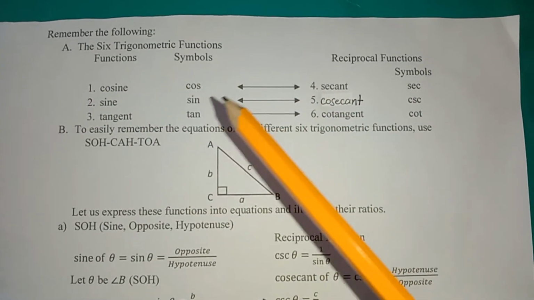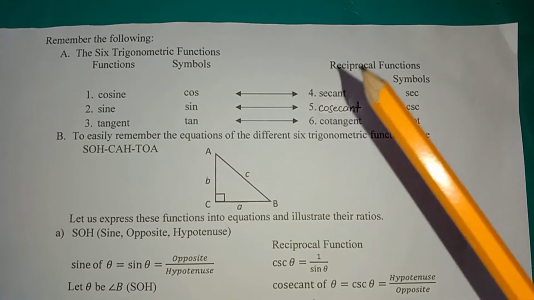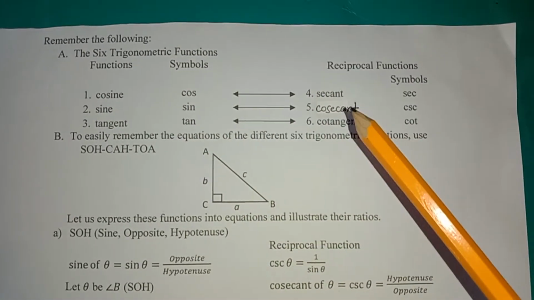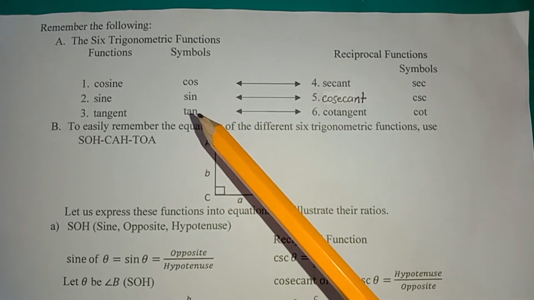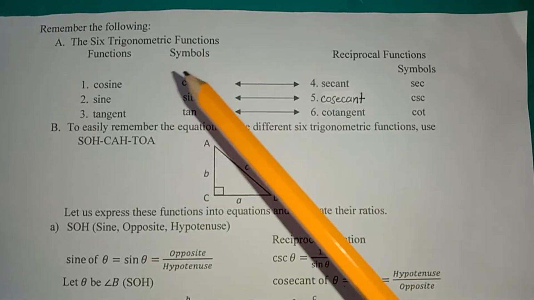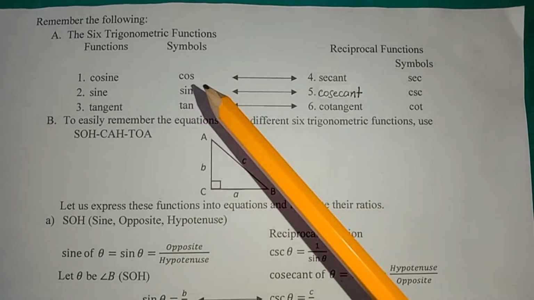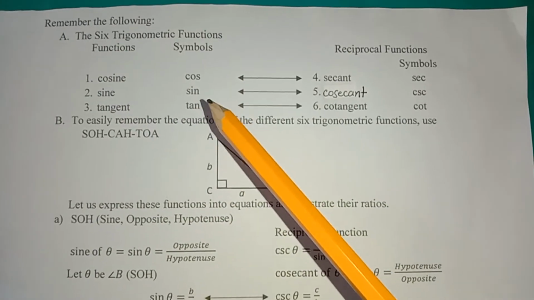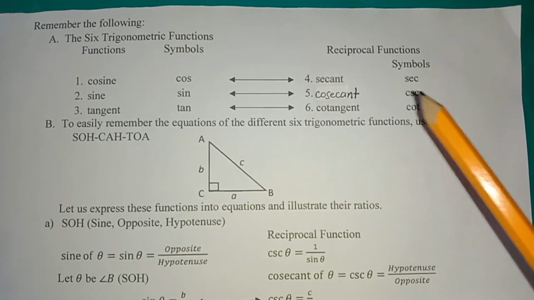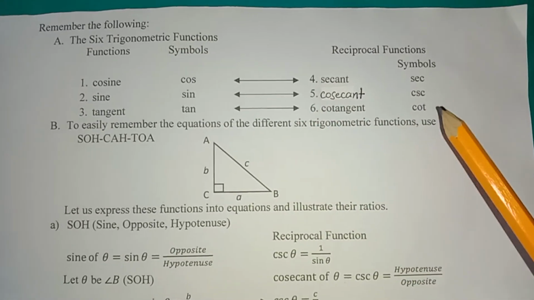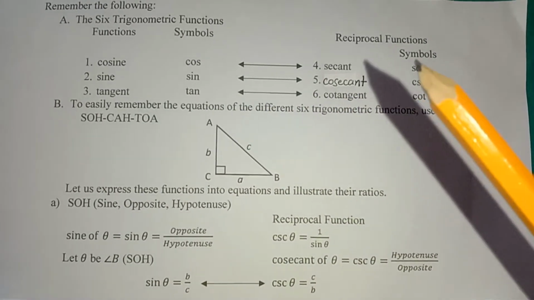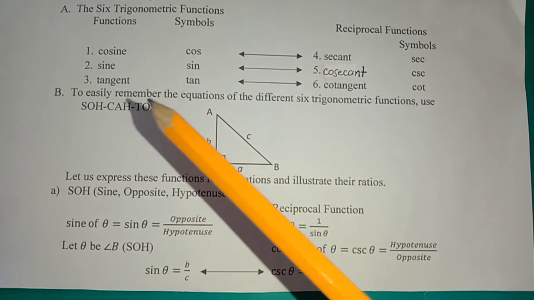And as you can see, cosine, its reciprocal function is the secant. Sine, ang iyahang reciprocal function is the cosecant. Tangent, ang iyang reciprocal function is the cotangent. Okay? So ang abbreviations: cosine, cos; sine, sin; tangent, tan; secant, sec; cosecant, csc; and cotangent is the cot. To easily remember the equations of the different 6 trigonometric functions, use SOHCAHTOA.